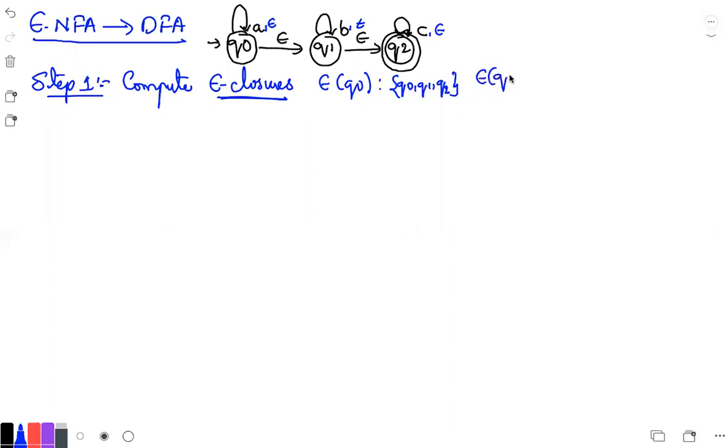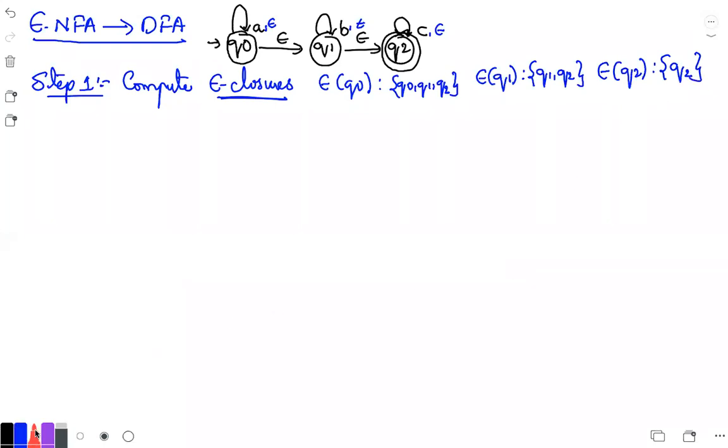Now epsilon closure of Q1: Q1, Q2. Only Q1, Q2. Epsilon closure of Q2: only Q2. Okay, this is step one.